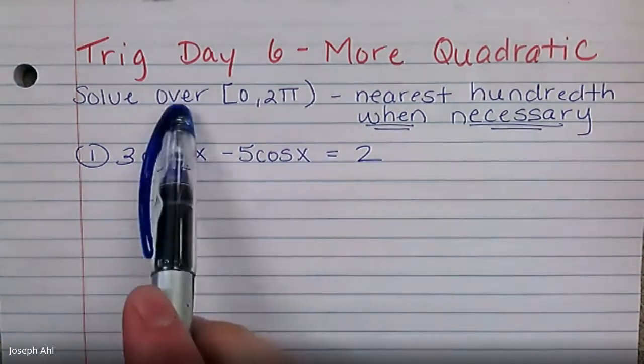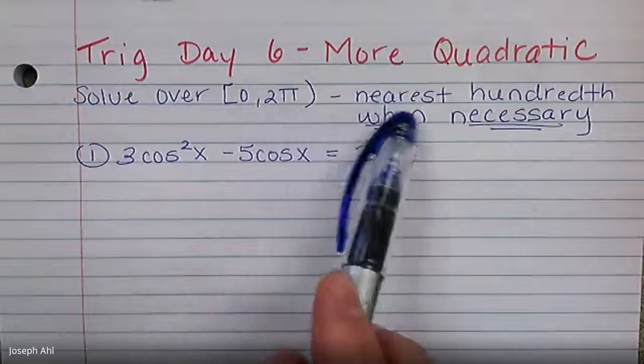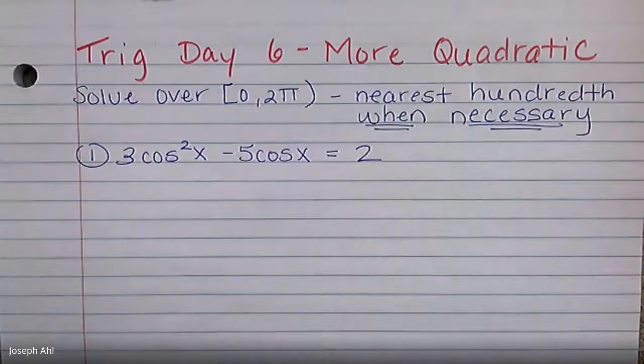So we're going to solve this over 0 to 2 pi, like we've seen in the solving equations unit so far. And I want you to round to the nearest hundredth when necessary. And that will kind of be a big deal because it's not always necessary to have to round your answers. Sometimes you get nice answers because the reference angle is nice. And then, in other cases, we may not have to do any rounding at all.